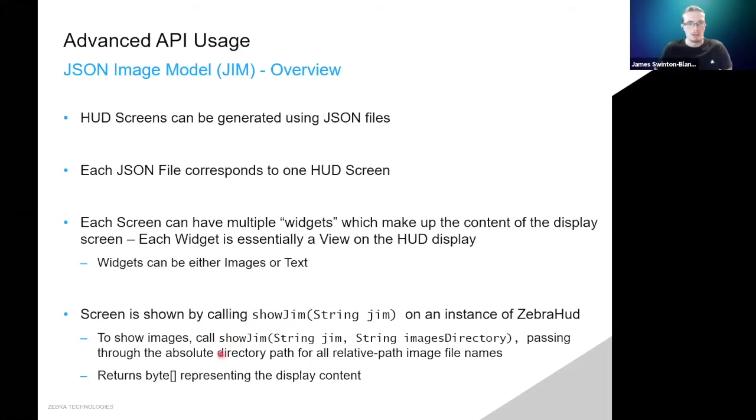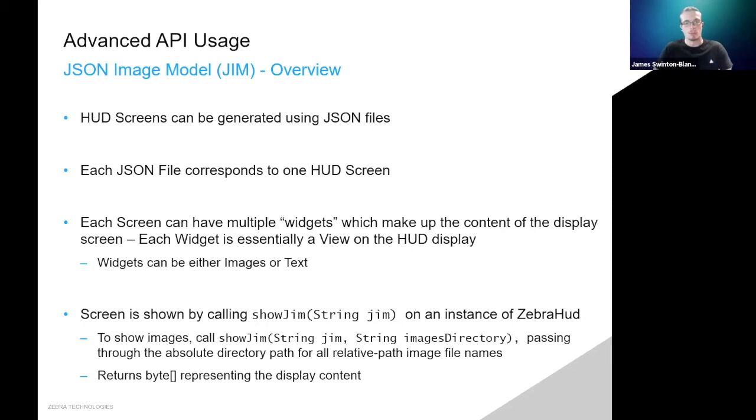Both of these methods return a byte array, which represents the display content. So once you've passed that JSON through to this API, the SDK will go and parse that JSON, build the view from that JSON, and then it will return that view to you as a byte array, so you can have a reference of what is actually being displayed on the HUD. Perhaps you want to mirror that on the device, or save that screen to the device, or push that to a server, whatever your use case demands.